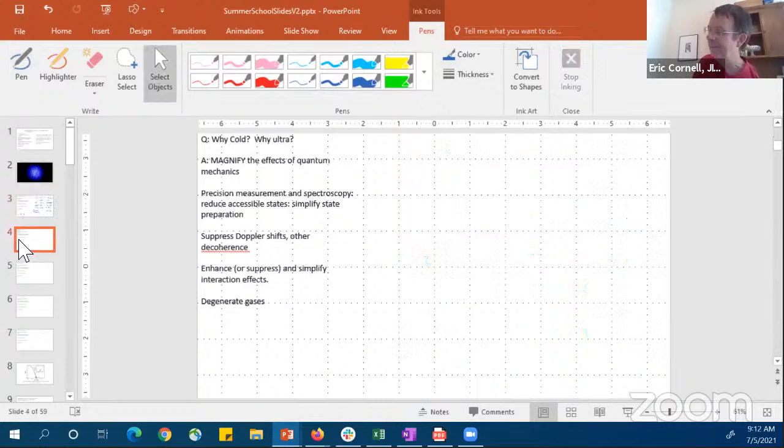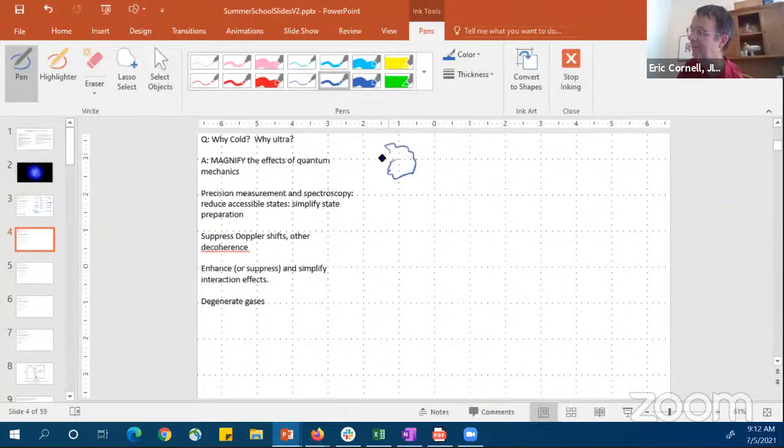We can enhance or suppress, in any case, simplify the interaction effects. I think of a real atom as being a sort of complicated thing that looks something like that. And then I have some other real atom which looks something like that. And if they collide together, many complicated things happen, which could be interesting or not.